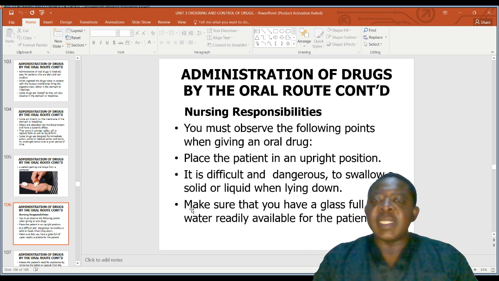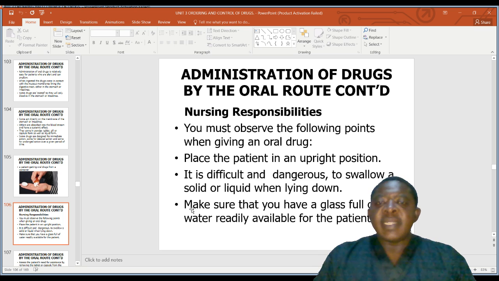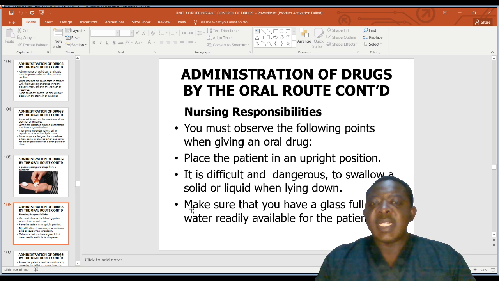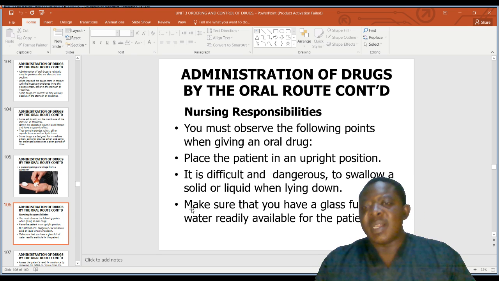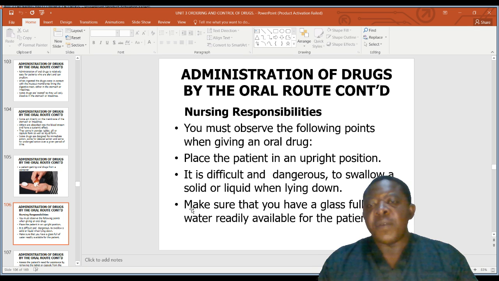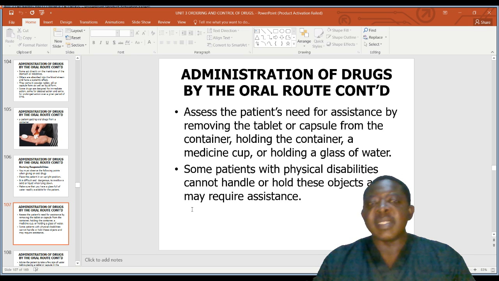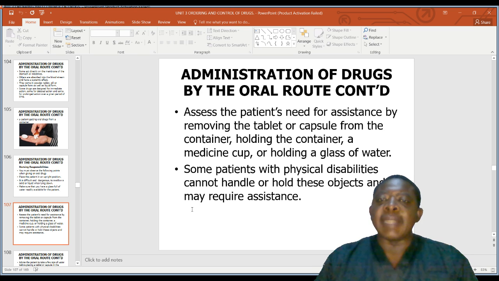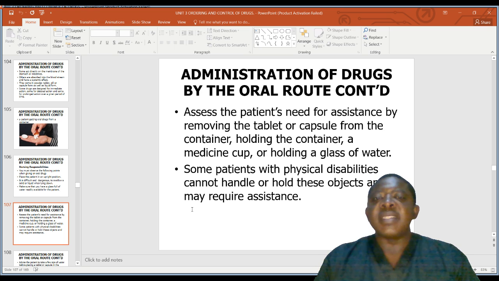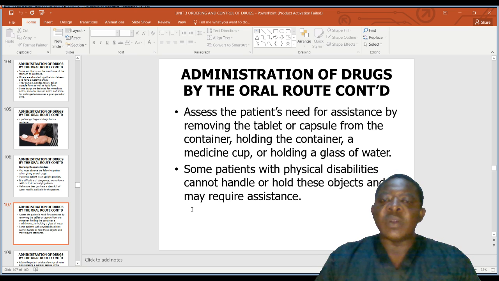Place the patient in an upright position. It is difficult and dangerous to swallow a solid or liquid when lying down. Make sure that you have a glass full of water readily available for the patient. You can assess the patient's need for assistance by removing the tablets or capsule from the container, holding the container, a patient's cup, or holding a glass of water. Some patients with physical disability cannot handle or hold these objects and may require assistance.